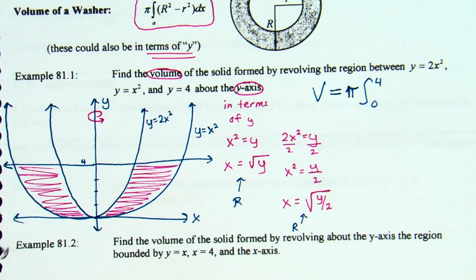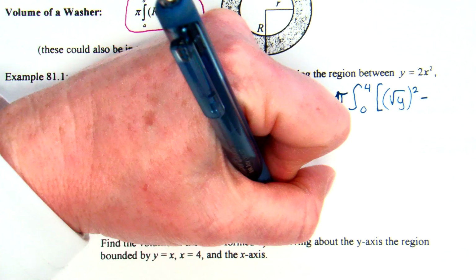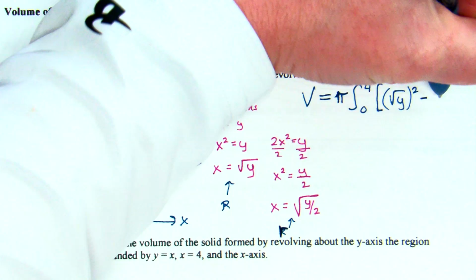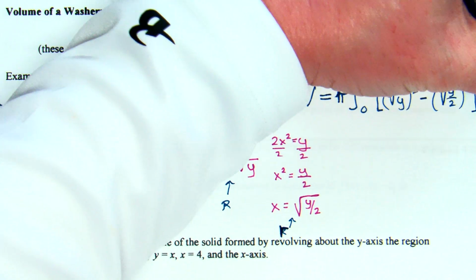And so, I'm going to use a bracket to put this all together here. It's going to be the square root of y quantity squared. So that's big R squared minus square root of y over 2 quantity squared. And then, of course, this is in terms of y, so we're going to say dy.